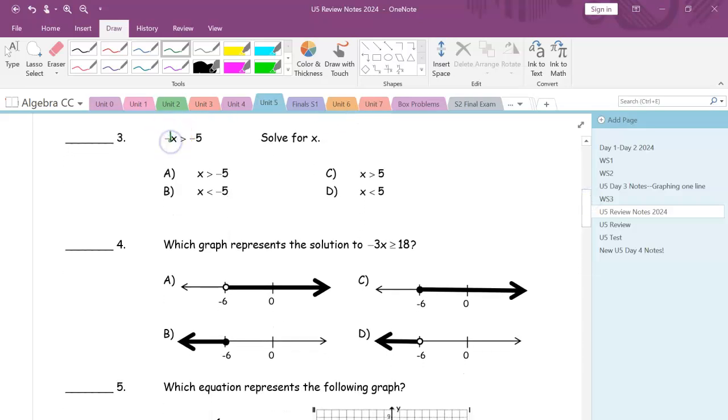Remember, you have a 1 in front of this x. And when we go ahead and divide by a negative, remember your inequality symbol is always going to flip. So this becomes x is less than -5 divided by -1 is a +5.